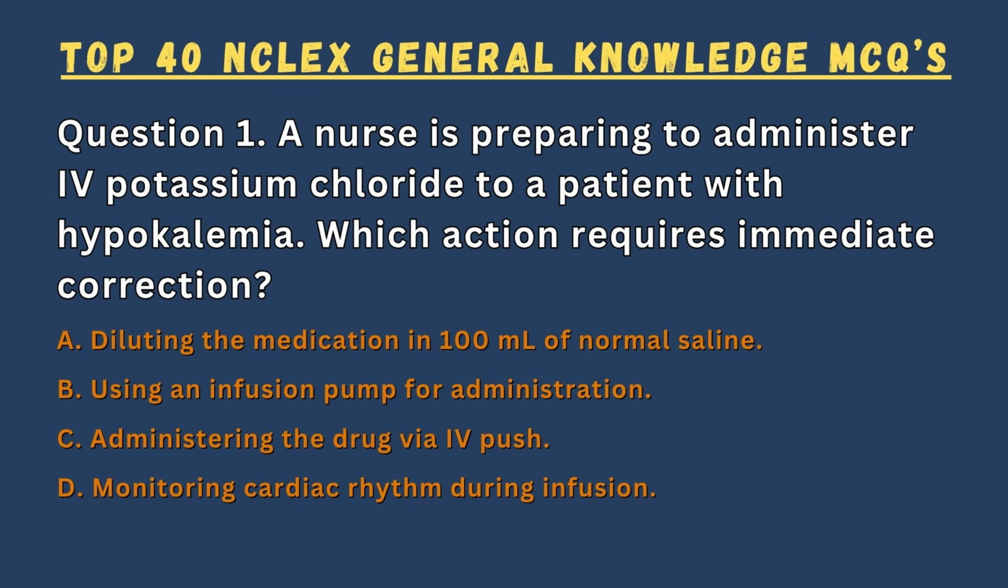Question 1. A nurse is preparing to administer IV potassium chloride to a patient with hypokalemia. Which action requires immediate correction? A. Diluting the medication in 100 milliliters of normal saline. B. Using an infusion pump for administration. C. Administering the drug via IV push. D. Monitoring cardiac rhythm during infusion.